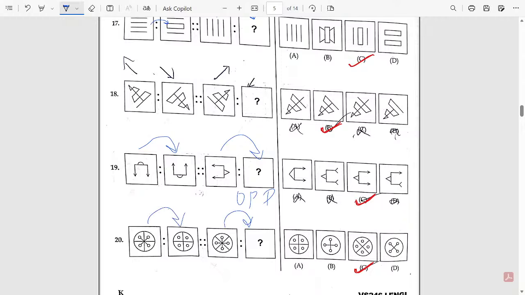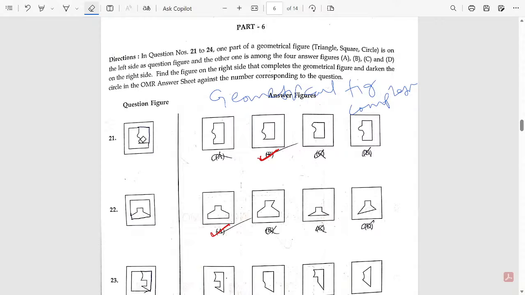Now let us go to the next part, that is the sixth part. The sixth part is geometrical figure completion. Geometrical figure completion means there is a cut part here, and we want to join it. Which will be the correct figure that will join here? We have to see that. So what is the answer for the 21st? The 21st answer will be option B.